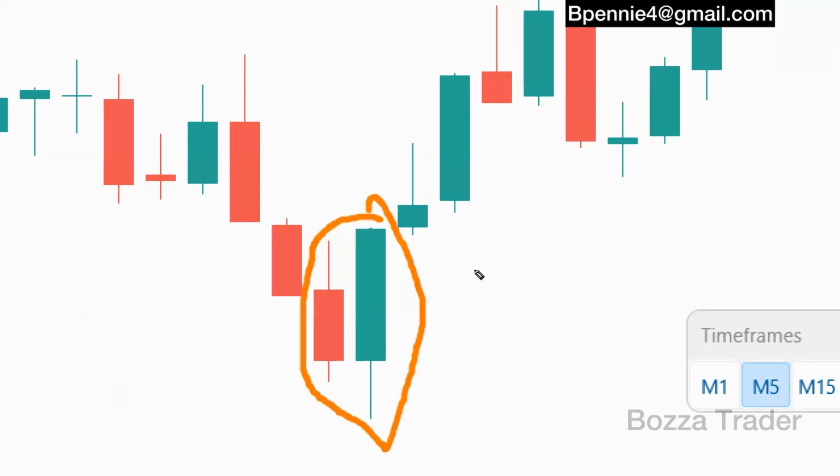But we're not just using engulfing alone, right? The engulfing candlestick is what we can say is a multi candlestick. Now we have one candlestick that we can use. This candlestick that is like this.